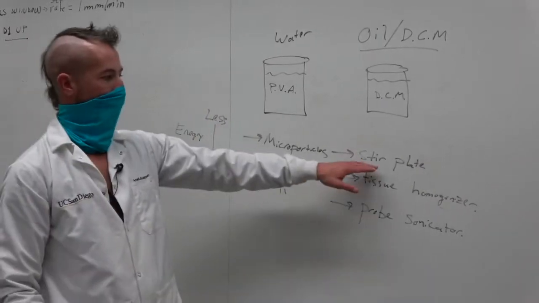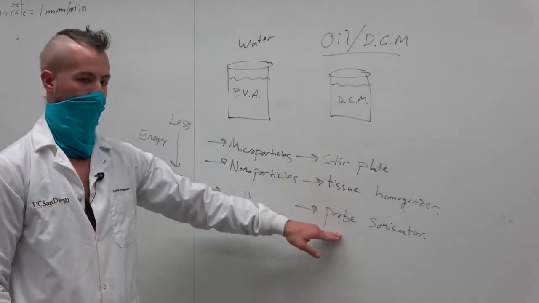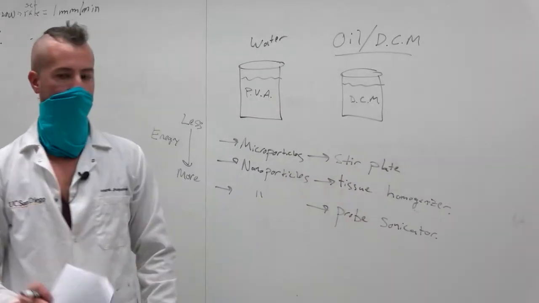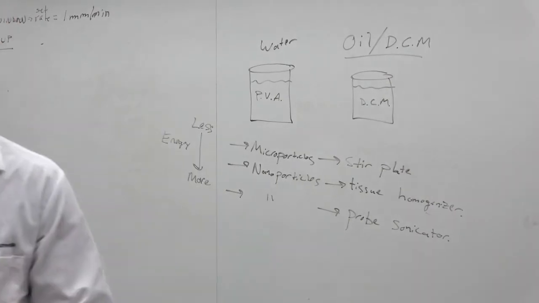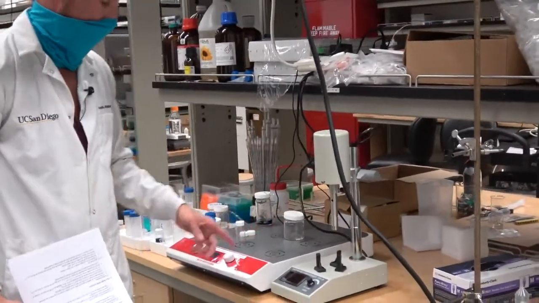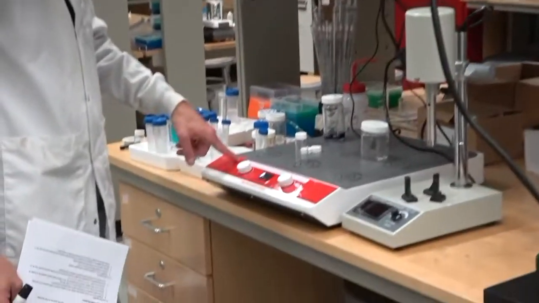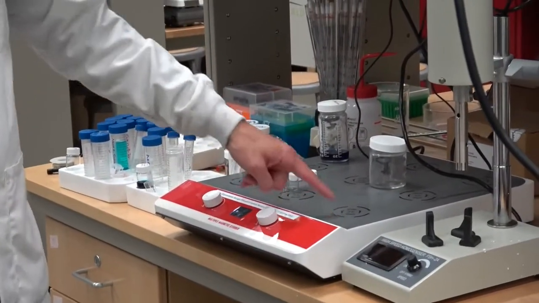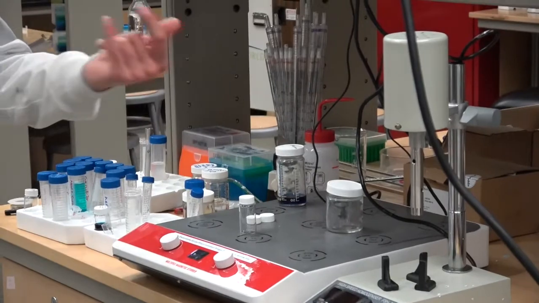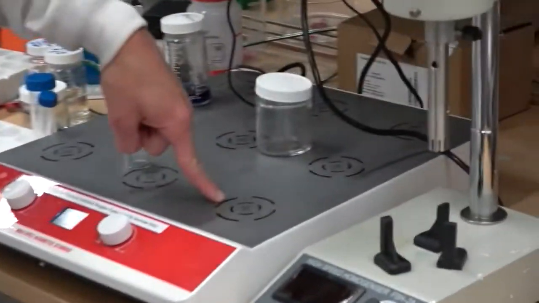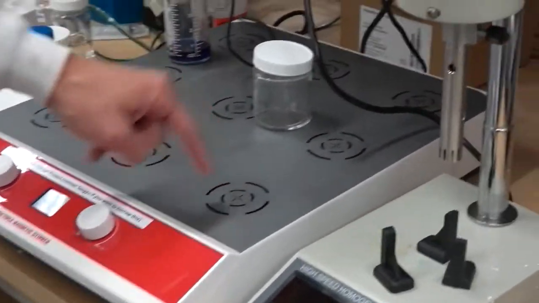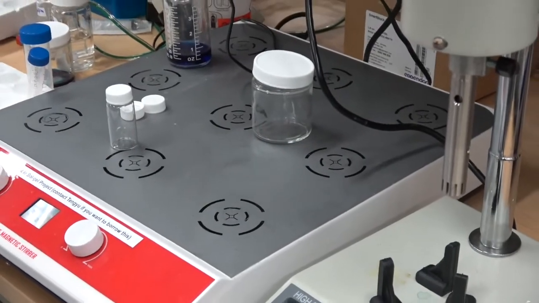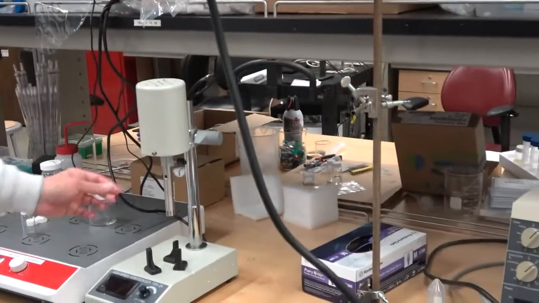Right? A stir plate is going to have less energy than this thing. This is going to have less energy than this thing. So let's look at what I'm actually talking about. The first one is this stir plate, and you guys have seen these before. This is a relatively fancy one where it has 9 individual spots. I don't know if you can see it, but each of these spots has a centered area where we can stir. So this is the tissue homogenizer.